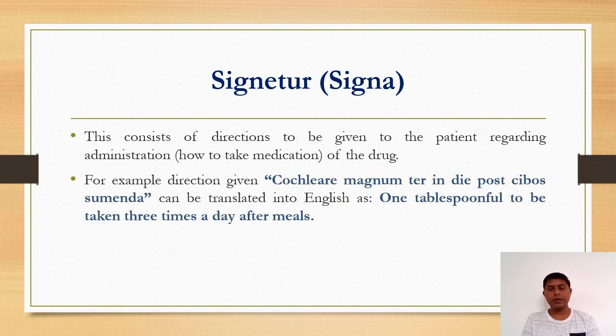The next part of prescription is signa. This consists of directions to be given to the patient regarding administration, meaning how to take the medication. For example, the directions given in the previous prescription were cochlear magnum ter in die post cibos sumenda. It means in English: 1 tablespoonful to be taken 3 times a day after meals.